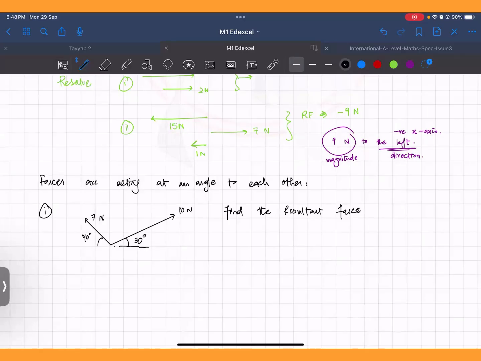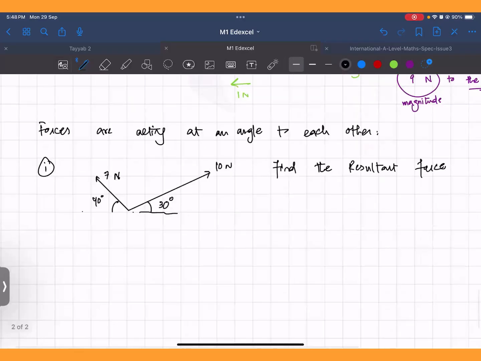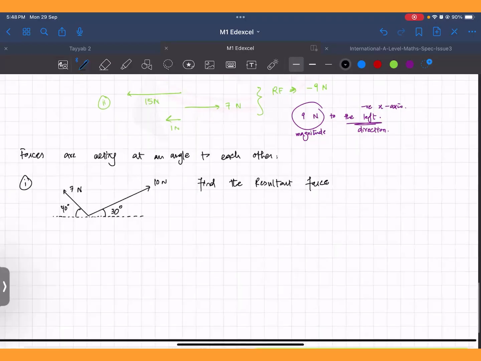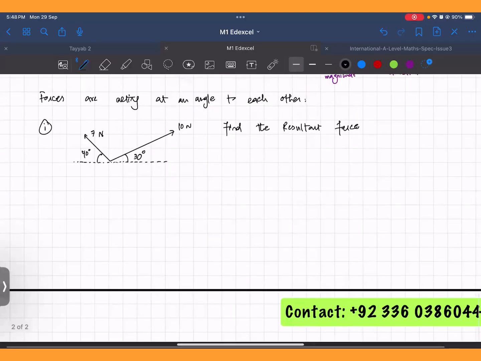I'm pretty sure we did this, but you're supposed to separate the vertical and the horizontal components. Yes, you break down each of the forces into vertical and horizontal components. I'm just trying to think, how would you do it after that? Oh, never mind. I didn't remember. Okay, I got it.